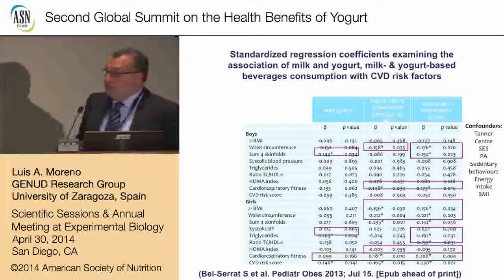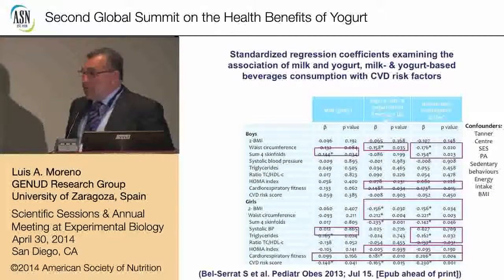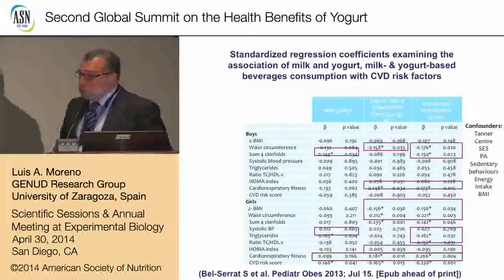We also observe, and this was also very interesting for us, a positive association between especially the yogurt group, but also the combination of the two food groups, with cardiorespiratory fitness. And in girls, we observe a negative association with triglyceride serum concentrations. And also, but only in girls, we observe a negative association between these food groups and the cardiovascular diseases risk score, including all the variables I presented to you before.